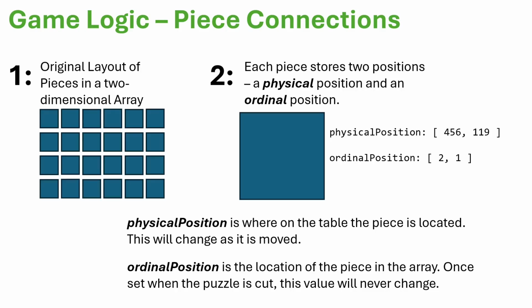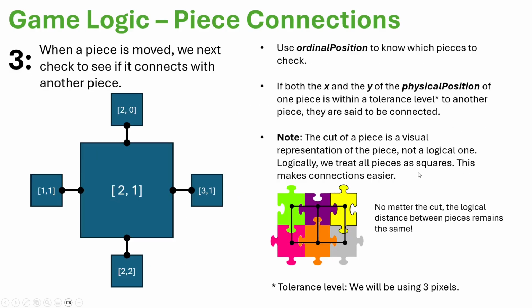Our second position is the ordinal position, and this is the row column position of the puzzle piece within our array. This number never changes, and its importance is that we can use it to very quickly and very easily determine which pieces this particular piece connects up to once it has finished moving. And we'll go into a little bit more detail here.